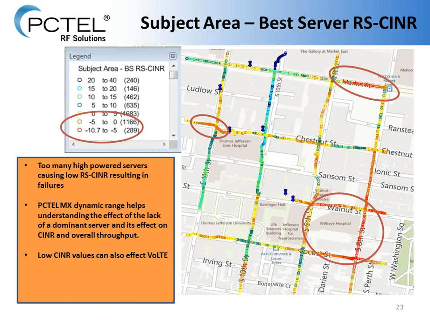So this low CINR can also affect when you start to have voice going over LTE, which is something that will be coming up here in the next couple of years. So what we're really trying to show here is that a scanner like an MX can be very, very helpful to analyze real LTE network issues.